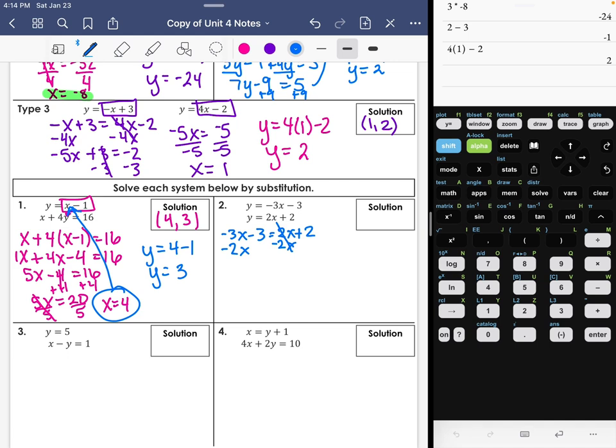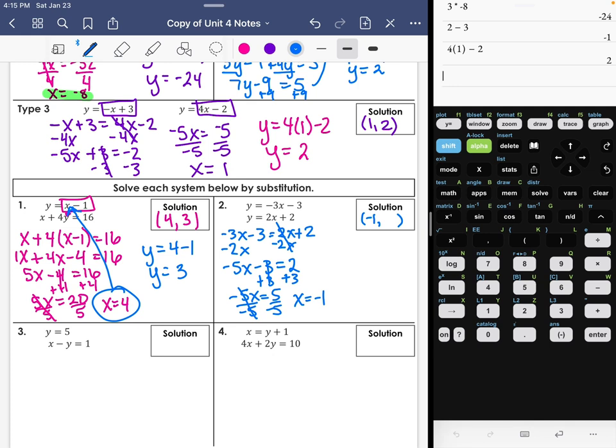So negative 3 minus 2 is negative 5x. Bring down minus 3, bring down 2. Now I just have to add 3 to 2. Negative 5x equals 5. Divide both sides by negative 5. 5 divided by negative 5 is negative 1. So now I know that my x is negative 1.